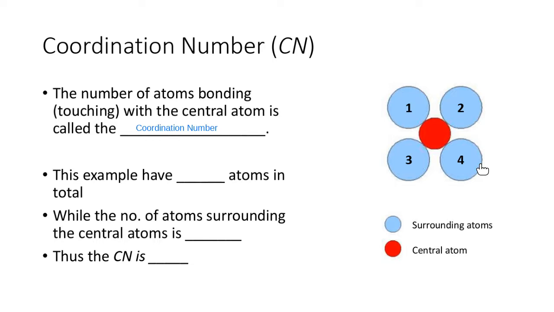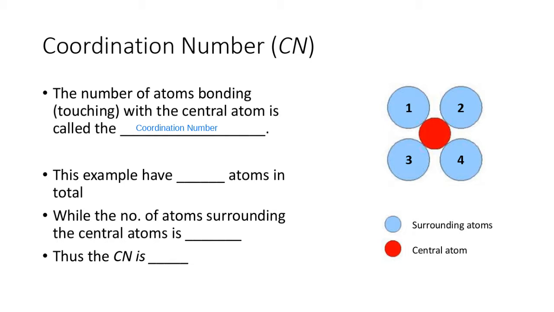Do you understand? The number of atoms surrounding the central atom is called coordination number. Now, the coordination number can be different. So let's fill the blank here.